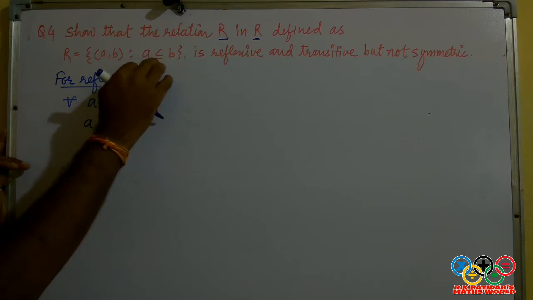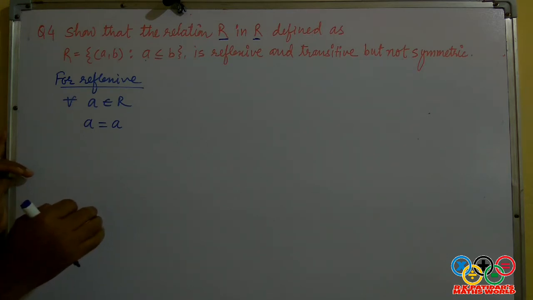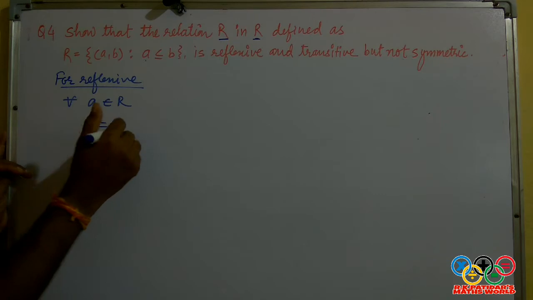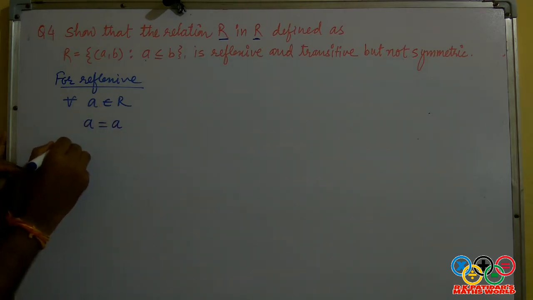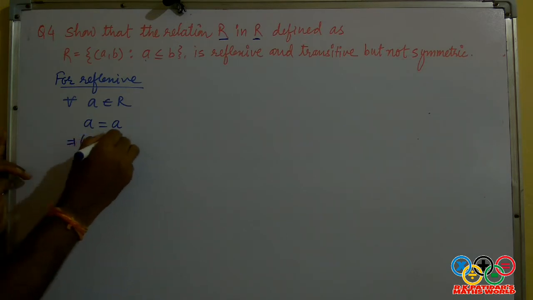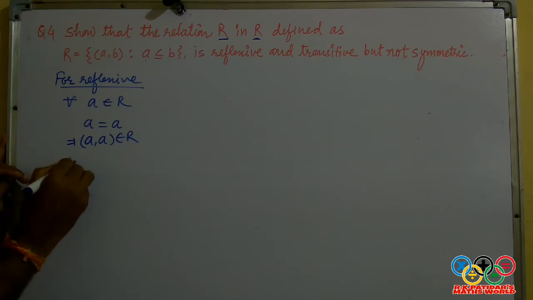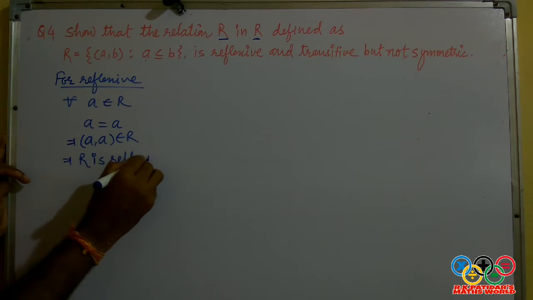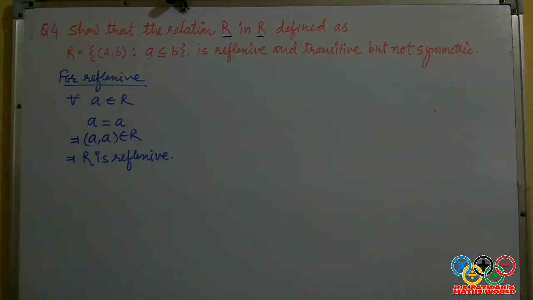तो less than या इक्वल टू दोनों में से एक भी सेटिस्फाई हो जाएगा तो हम इसको कंसीडर कर लेंगे. तो A is equal to A means what? If A is equal to A means what? (A, A) belongs to R. If (A, A) belongs to R means R is reflexive. R is reflexive.